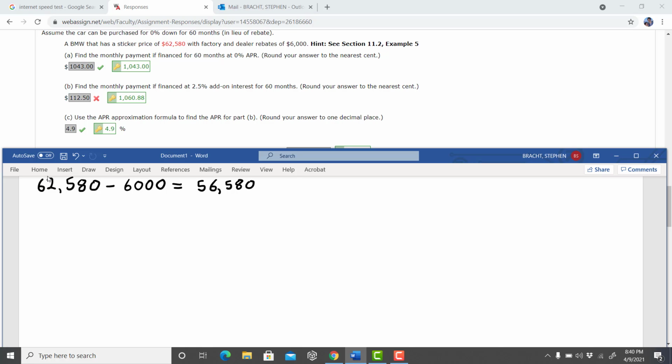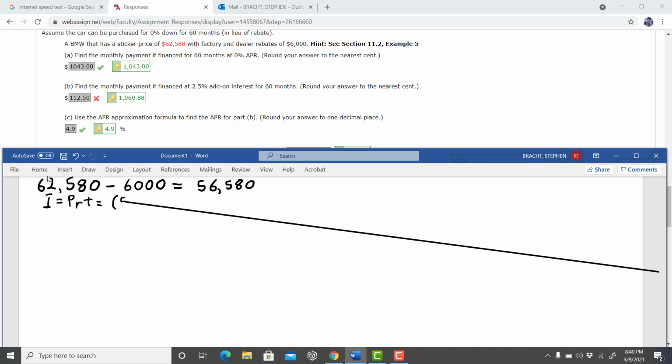Then we have to figure out the amount of interest that you'll owe, and for this we just use the simple interest formula. 60 months is a total of 5 years, since there are 12 months in a year. Using the simple interest formula, the principal is the amount being borrowed, which is the 56,580.